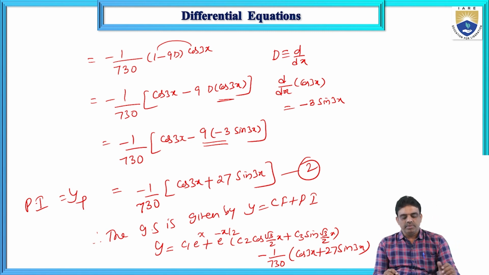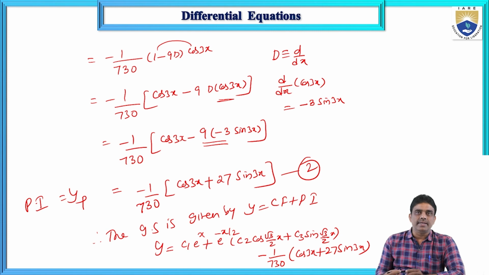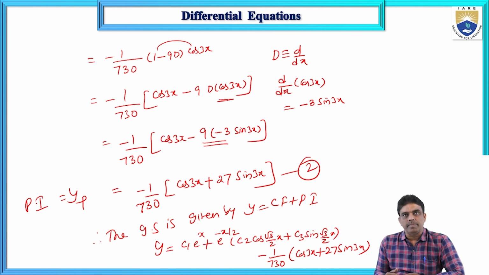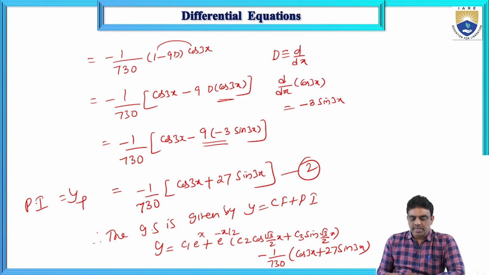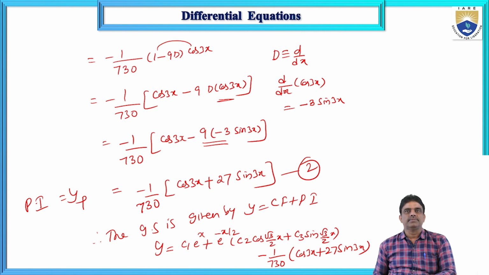So in this way, we can find the particular integral when the right side function is cos 3x or sin 3x. So the general notation is cos(ax plus b) or sin(ax plus b). In this notation, we follow, just replace D square by minus a square and we find the particular integral. So the general solution will be complementary function plus particular integral, which is the required solution of the given differential equation.